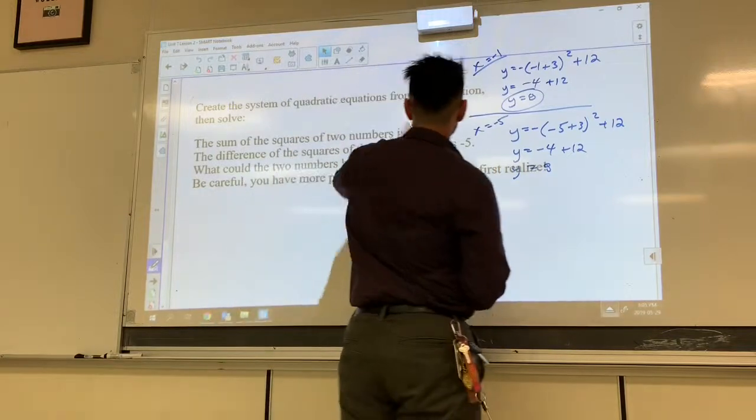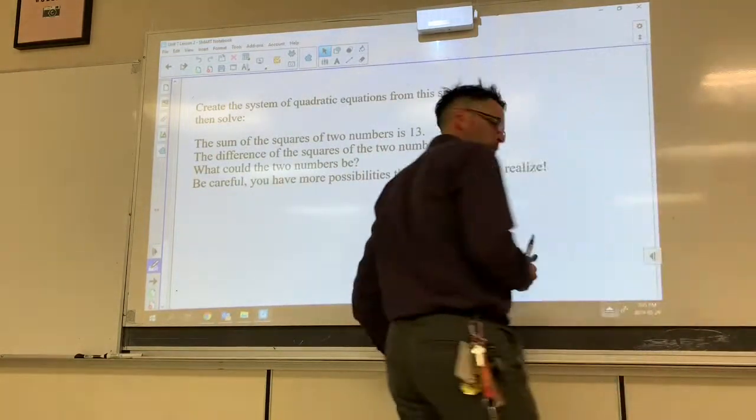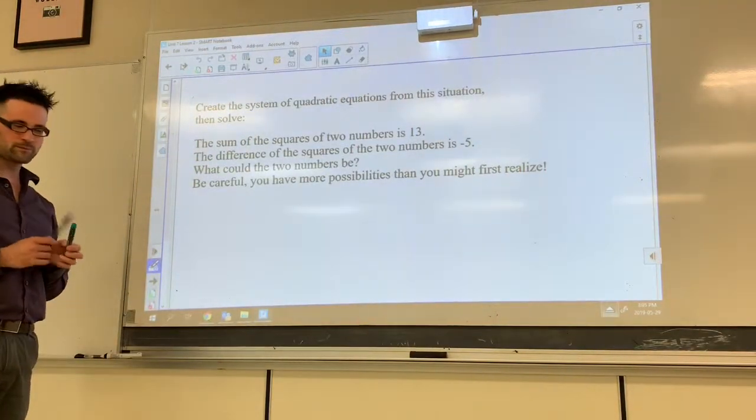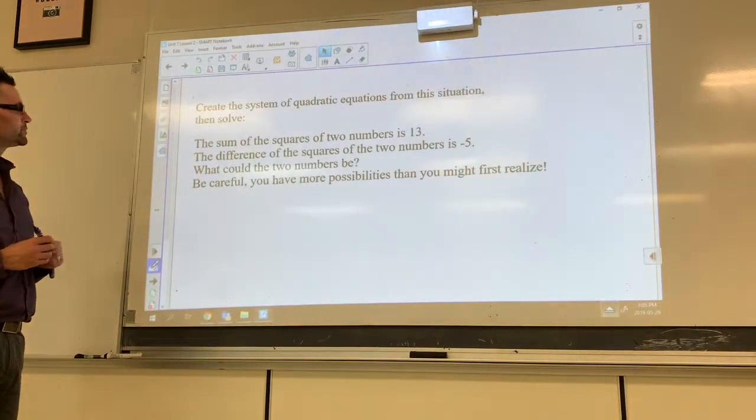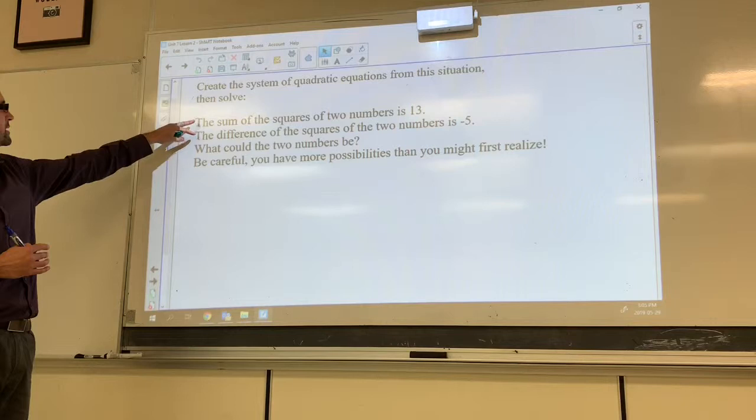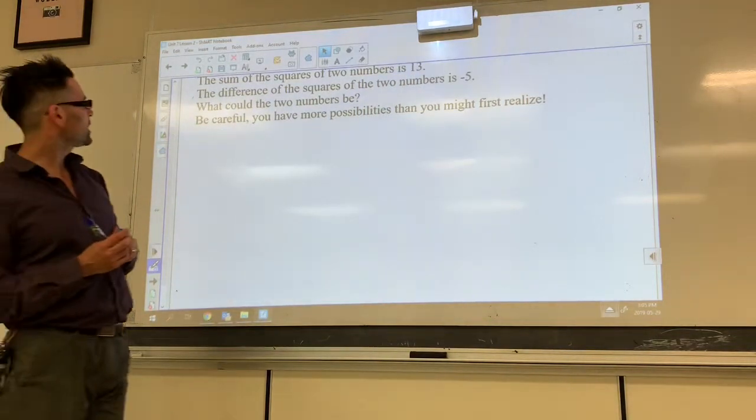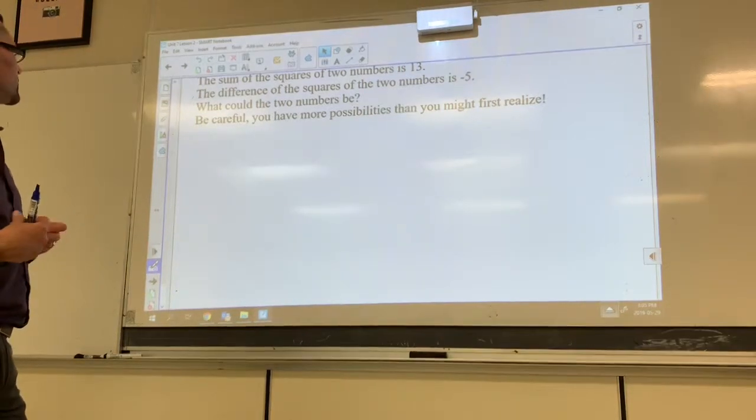There we go. So we saw these yesterday, the word problems. They're not really word problems, just wordy problems, right? Everyone found it? Are you able to scroll down just a bit, just so it starts with the sum? Yeah, perfect. So the sum of the squares of 2 numbers is 13. The difference of the squares of the 2 numbers is negative 5. What could the 2 numbers be?